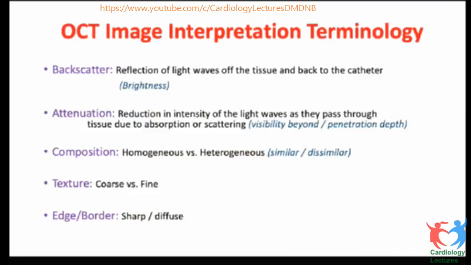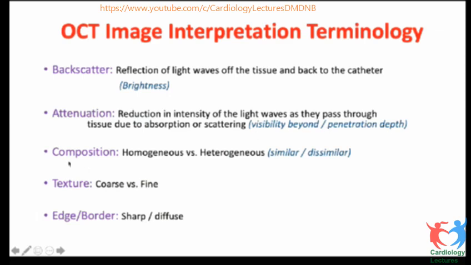So what are the various parameters we use to characterize the tissues with OCT? There are five parameters. One is backscatter, which is nothing but the brightness of the reflected signals. Attenuation, as we already explained, is the loss of signals in the deeper part of the tissue from absorption or scattering. Simply, it is the penetration depth of your image.